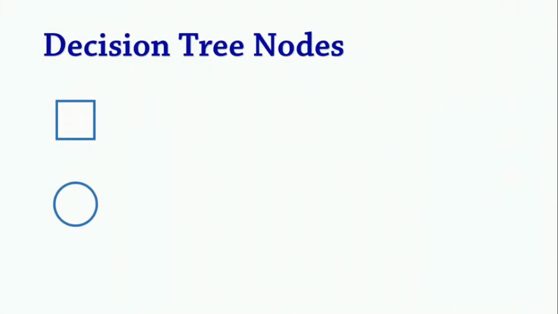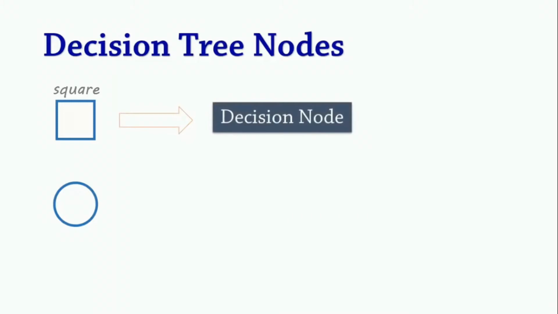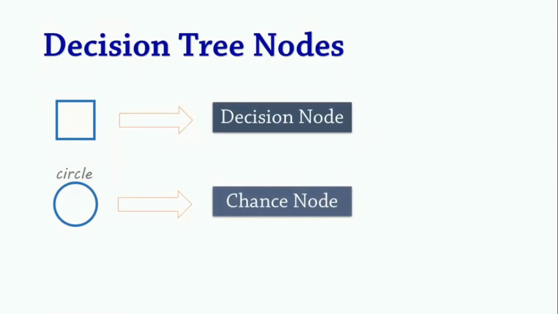Decision trees use two types of nodes: a square or rectangle node called a decision node, from which decision alternative branches will originate, and a circle node called a chance node, from which states of nature or outcome branches will emanate. The chance node is also referred to as an outcome node or event node.